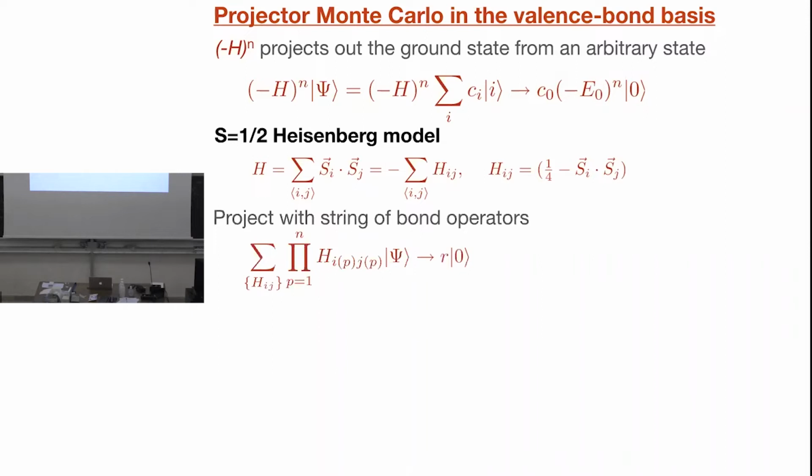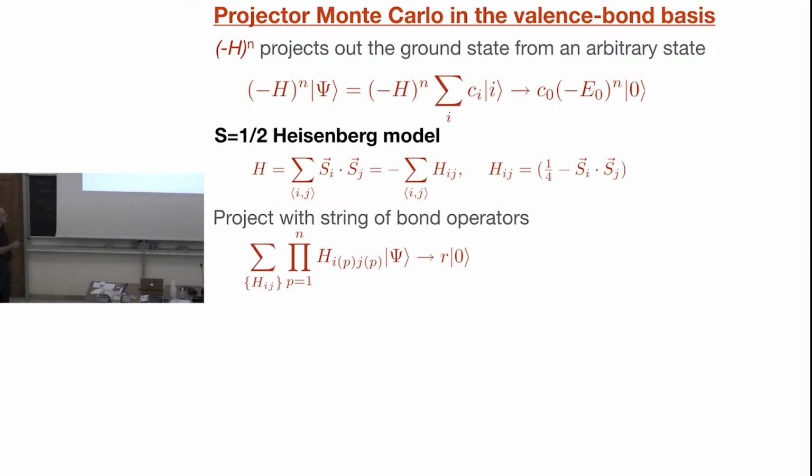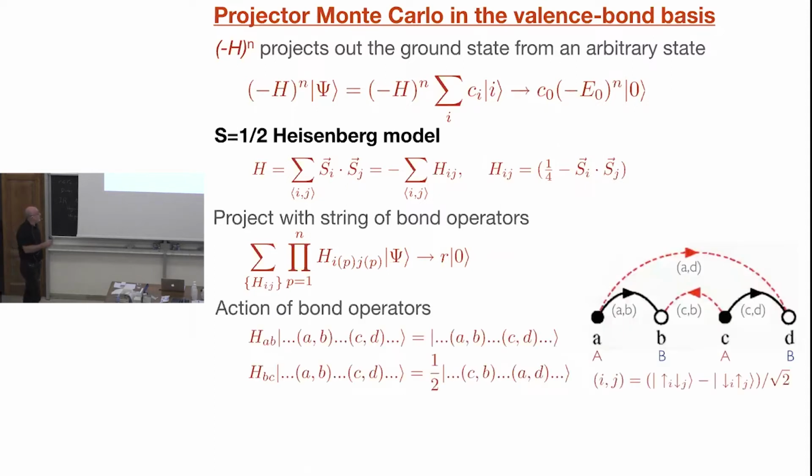So now we are going to do this approach. Then we have powers of these sums, and again we expand these powers in all the possible strings of the operators, and then we are going to sample these operator strings. We know that if this n, the number of operators in my string, is big enough, we will get the ground state up to some normalization constant that I call R here, that is completely irrelevant. Now these are all singlet projectors. They are drawn from all the possible bond operators that are in fact singlet projectors now.